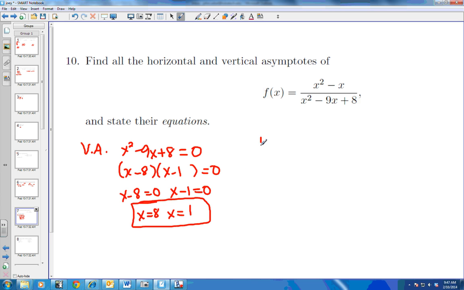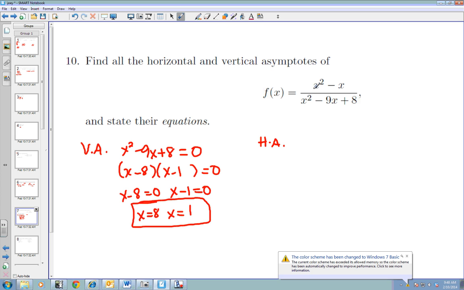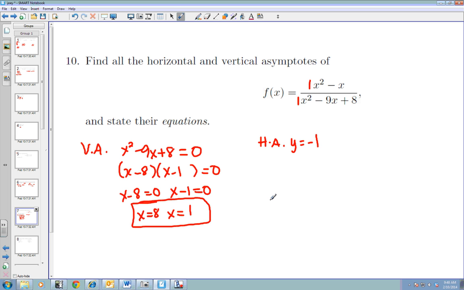For my horizontal asymptote, here's what you do. I look at the degrees of my numerator and denominator, and the degree is your highest exponent. My degree here is 2, my degree here is 2. When your degrees are the same, you have a horizontal asymptote, and that asymptote is the ratio of the leading coefficients. All that means is your x's with the greatest exponents: this has a 1 in front of it, this has a 1 in front of it. So you take these two numbers, 1 over 1. That's where I have a horizontal asymptote, at y equals 1 over 1, positive 1.